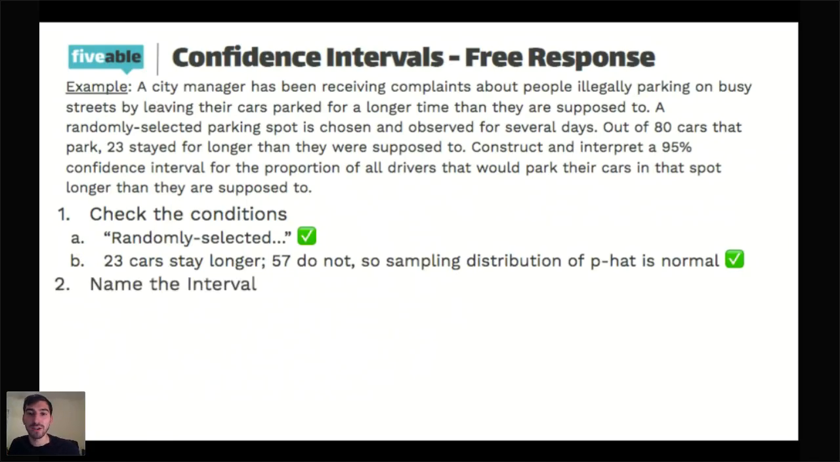We're going to name the interval. In this scenario, there was a single sample of cars. So this is a one sample. It was for a proportion, so it is a Z interval. And since it was for a proportion, this is a one sample Z interval for a population proportion.